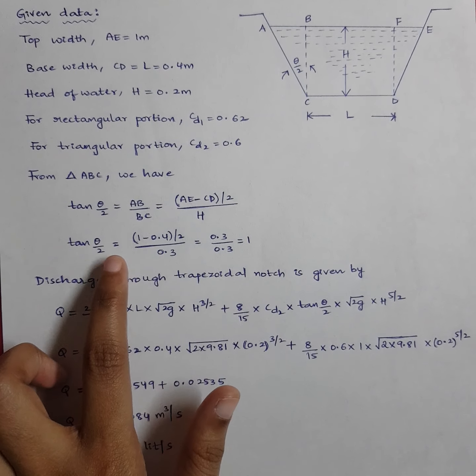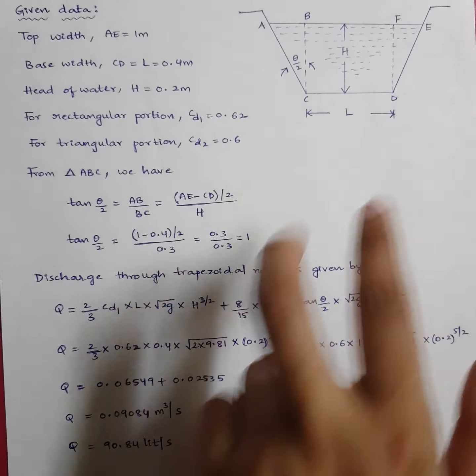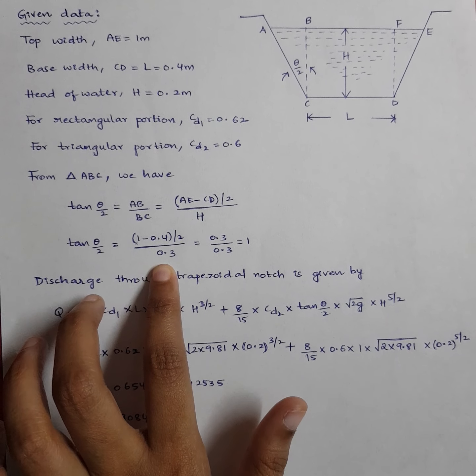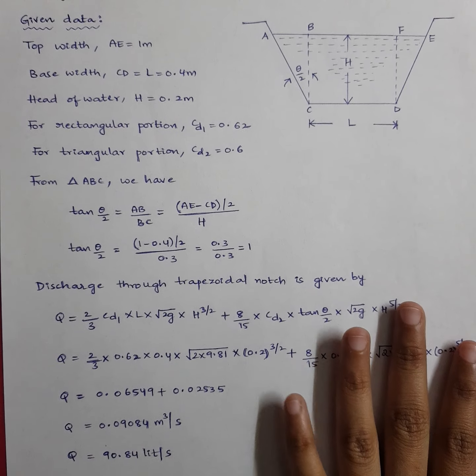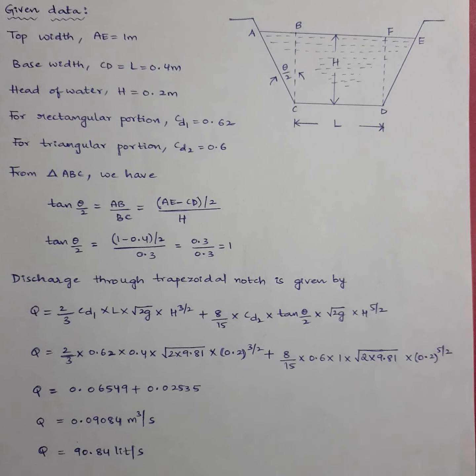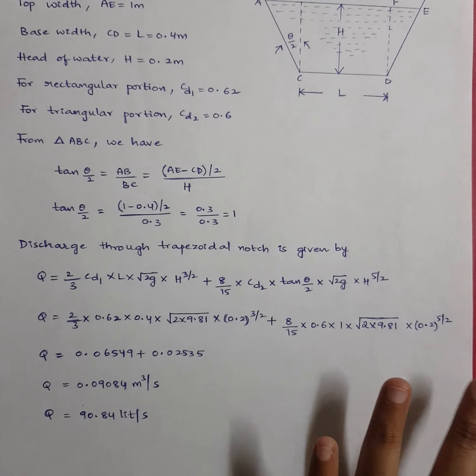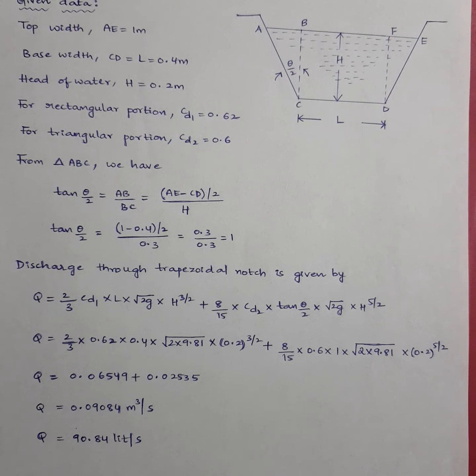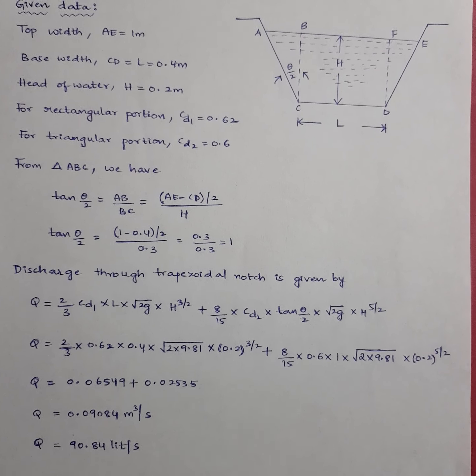So tan theta by 2 equals 1 minus CD, which is 0.4 or BF is 0.4, by 2, divided by H. Here we are taking H as 0.3. Why? Because we are taking the complete height of the notch. We are not considering the head of the water over the notch. We are considering the complete height.